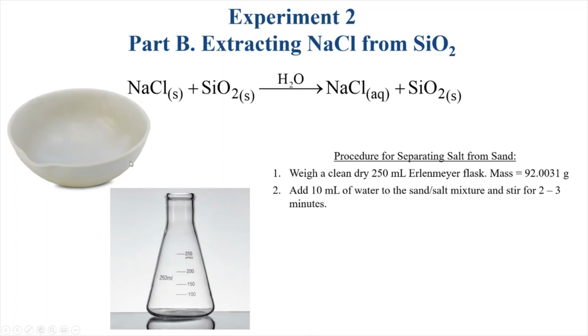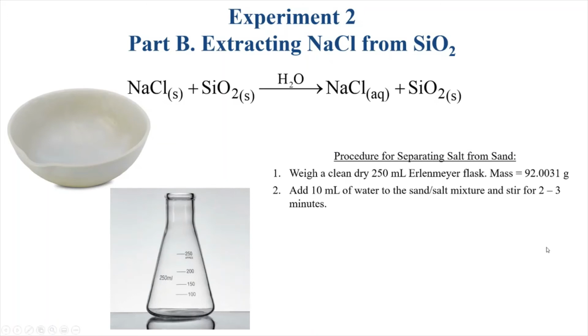Then to our mixture, we're going to add 10 mL of water and we're going to stir. So you have your sodium chloride and your sand in here. You're going to add the water and stir it up, and the sodium chloride is going to start to dissolve. The sodium chloride is going to go into the water phase, leaving the sand behind.